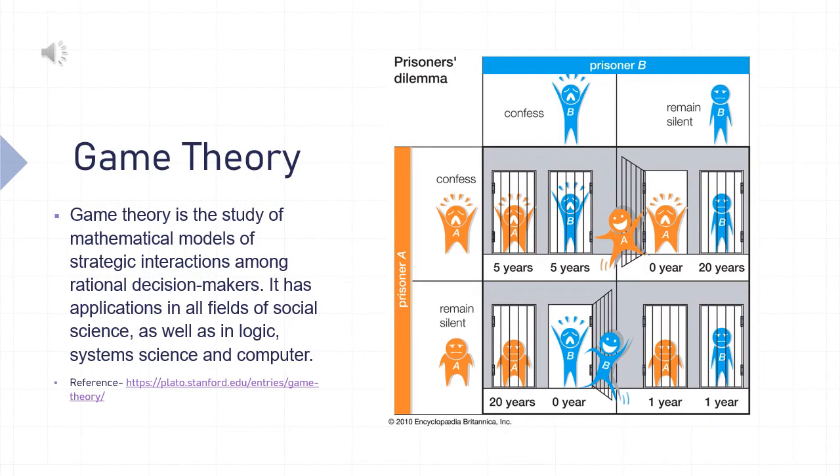Game theory is a study of mathematical models of strategic interactions among rational decision makers. It can be applied to all fields of social science as well as in logic, system science, and computer science. Game theory, in the form known to economists, social scientists, and biologists today, was given its first general mathematical formulation by John von Neumann and Oskar Morgenstern in 1944.